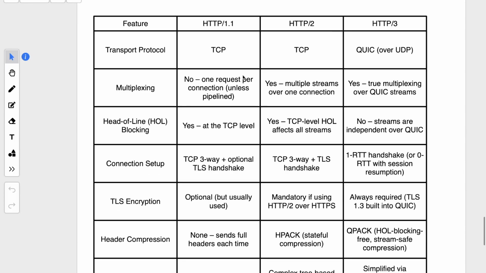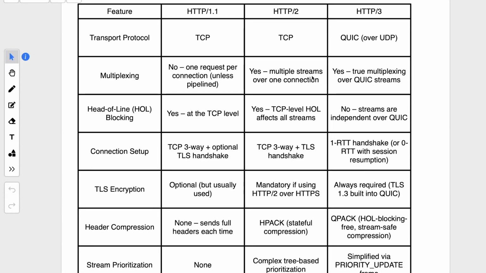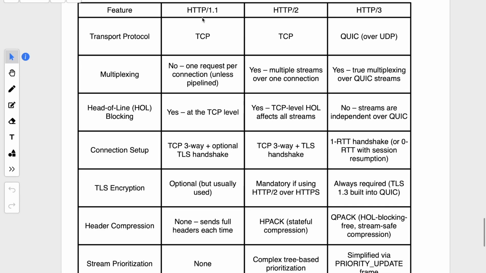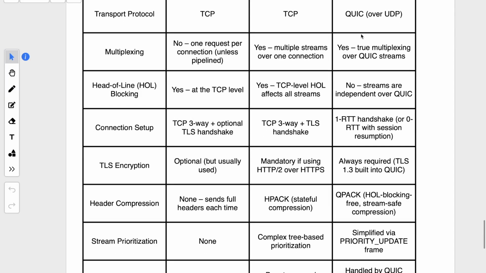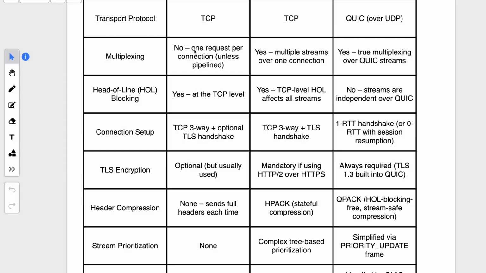So this is a table I have created to summarize the difference between all the HTTP protocols. As you know, the underlying protocol in HTTP1 and HTTP2 is TCP, and in HTTP3 it is QUIC with UDP. Multiplexing: there is no multiplexing in HTTP1, and one request can go per connection. HTTP2 and HTTP3 both allow multiplexing, multiple streams over one connection, and in HTTP3 there are also multiple streams over one connection, but they are independent of each other.